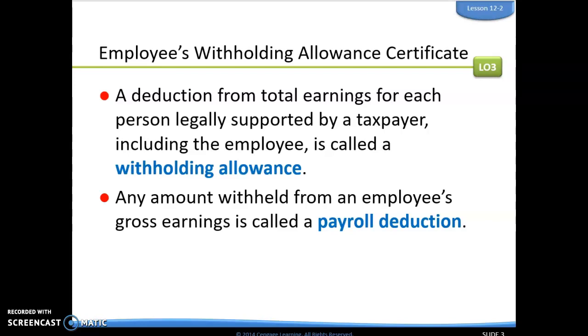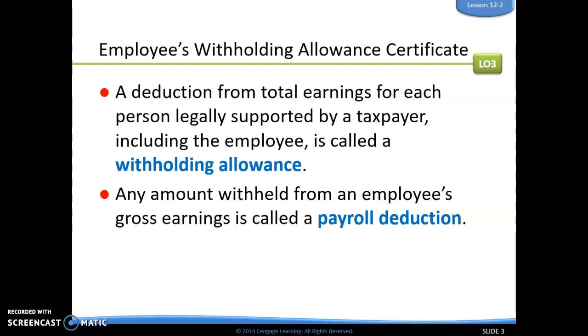A payroll deduction is any amount withheld from an employee's gross earnings. You can basically lump payroll deductions into two categories. The first one is a mandatory deduction, which would be your federal, state, and local income taxes, as well as your payroll taxes, which we'll talk about, Social Security and Medicare. And then there are voluntary payroll deductions, and those would be healthcare premiums, retirement contributions like 401k or IRAs, or charitable contributions. Those would be considered voluntary deductions.